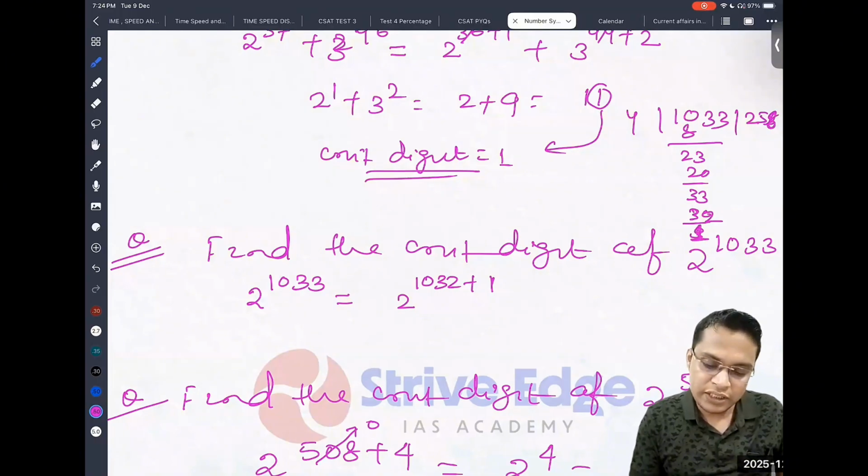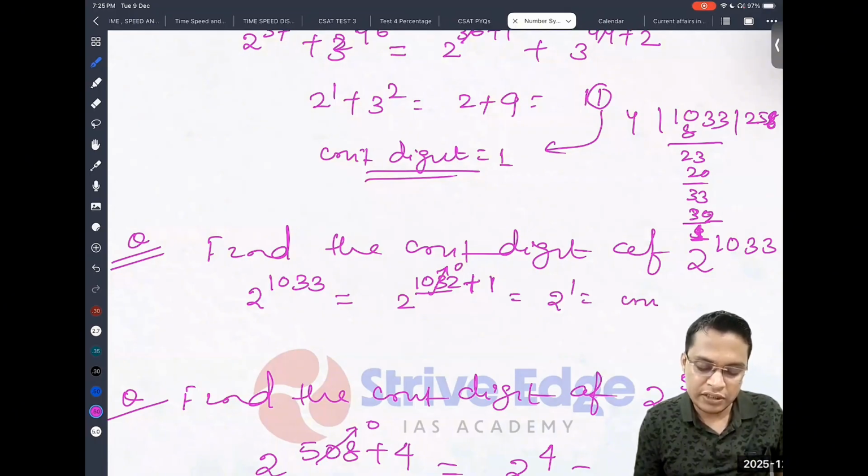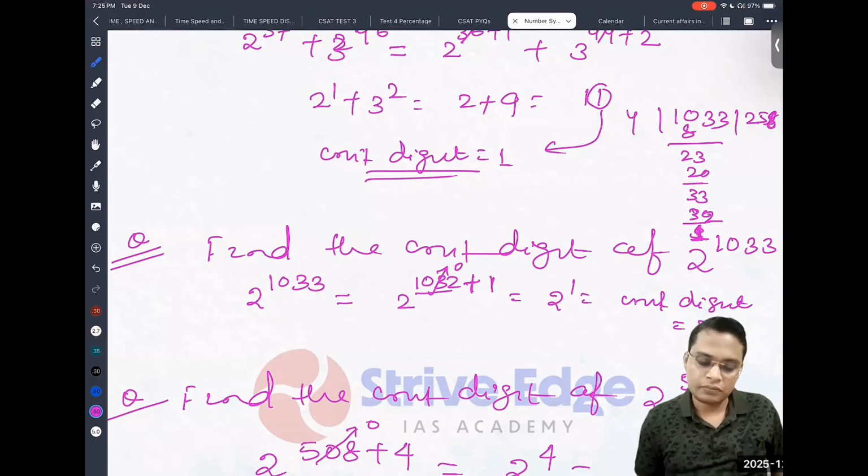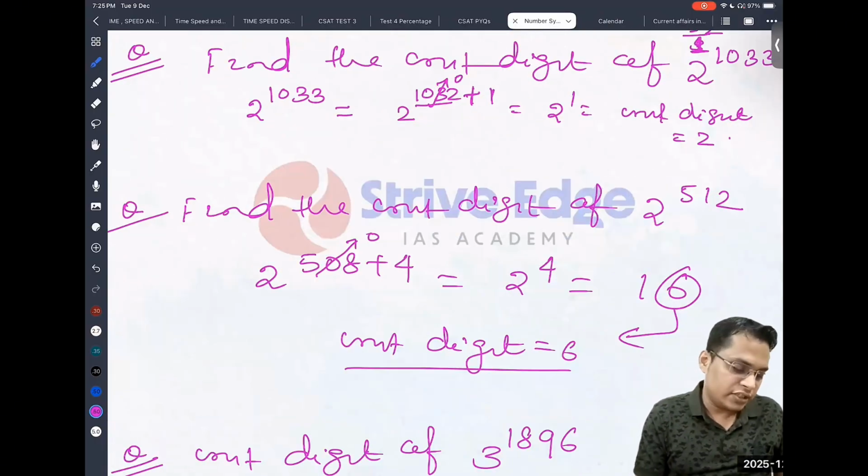So if you subtract 1, you get a number divisible by 4. I can write 1032 plus 1, so 1032 is a multiple of 4 and we need to eliminate it. What remains is 2 to the power 1, so the unit digit is 2.